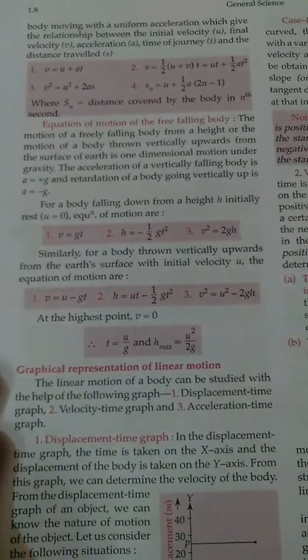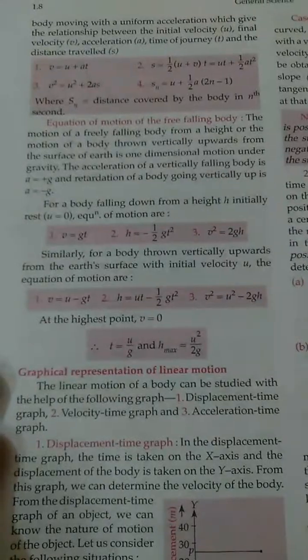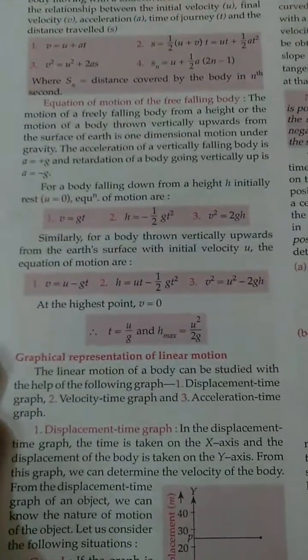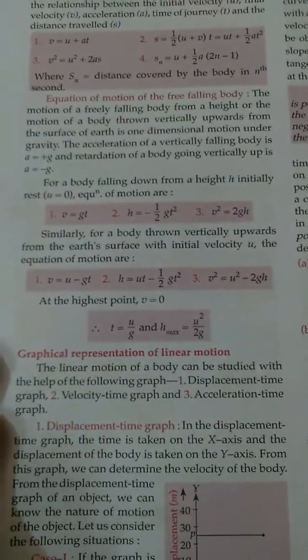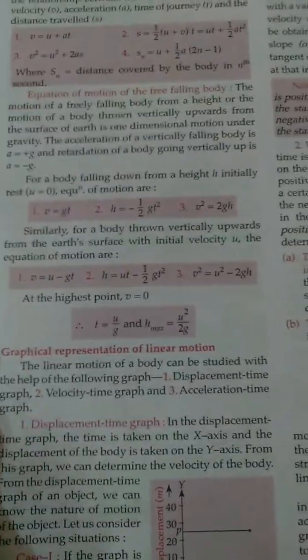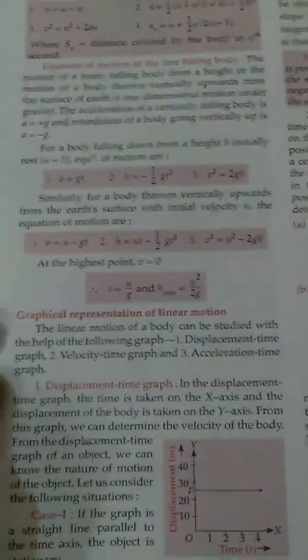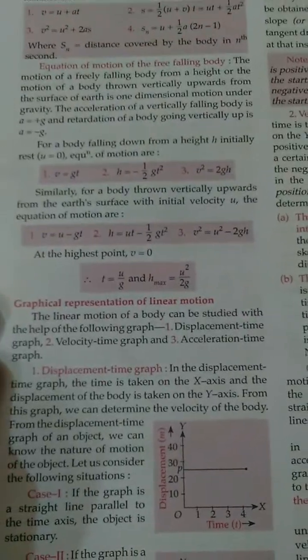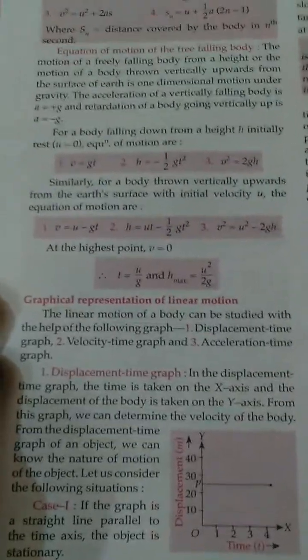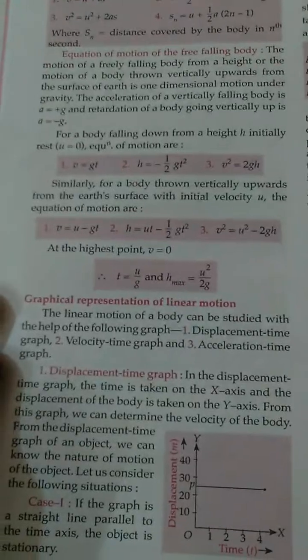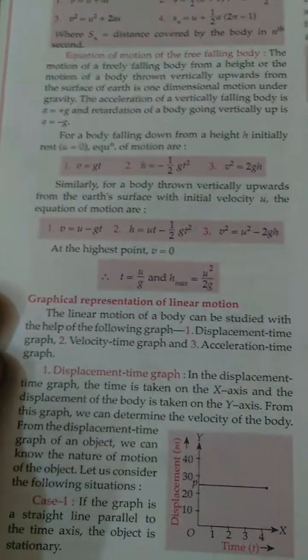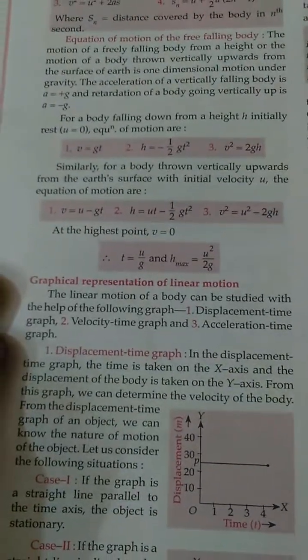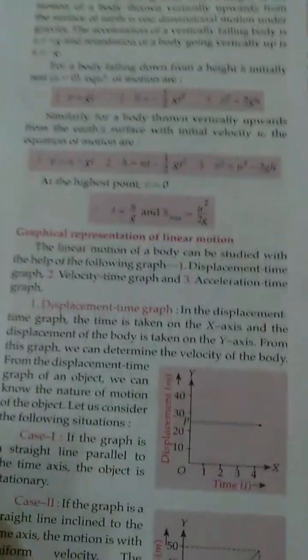Similarly, for a body thrown vertically upwards from the earth's surface with initial velocity u, the equations of motion are v equal to u minus gt, h equal to ut minus half gt square, and v square equal to u square minus 2gh. At the highest point, v equal to 0, therefore t equal to u divided by g, and h maximum equal to u square divided by 2g.